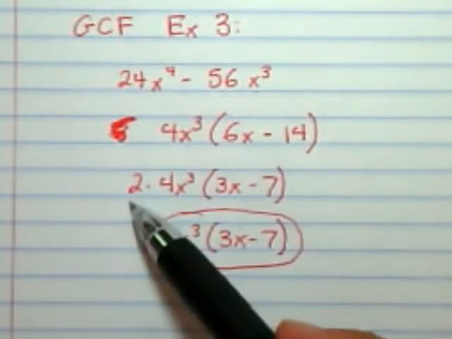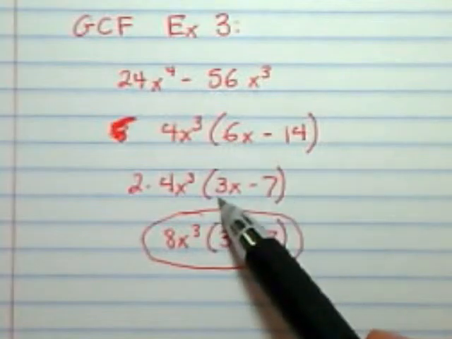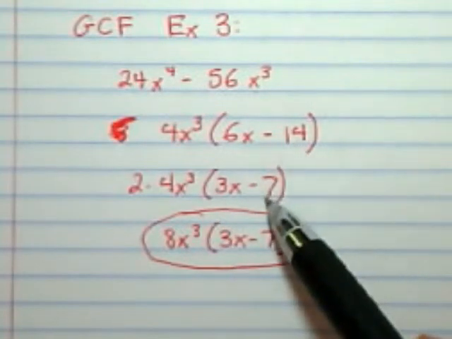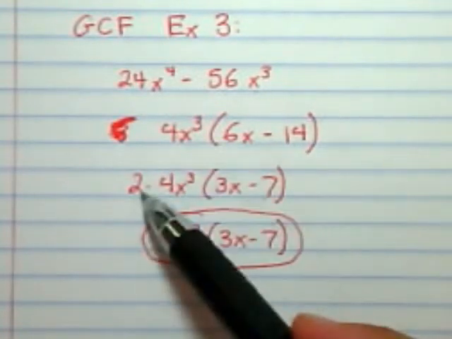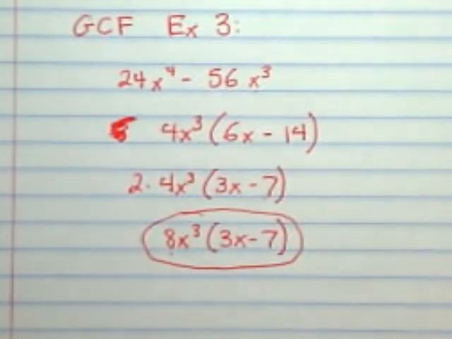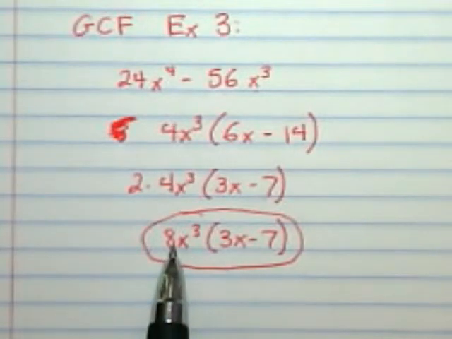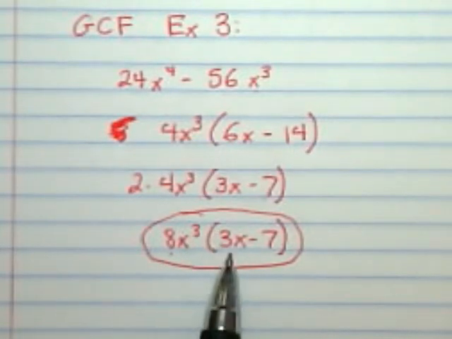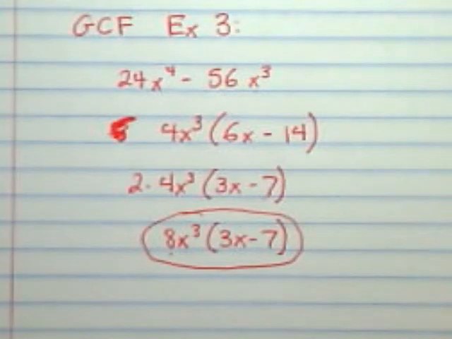So we pulled 2 out, and 2 went into 6 3 times, 2 went into 14 7 times. Once you pull that out, you multiply on the outside to give you your greatest common factor. And that would be your answer: 8x to the third, parentheses, 3x minus 7, parentheses.